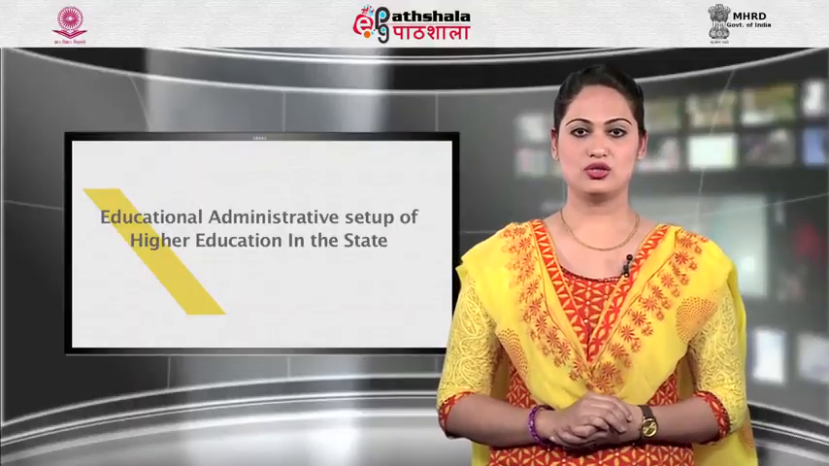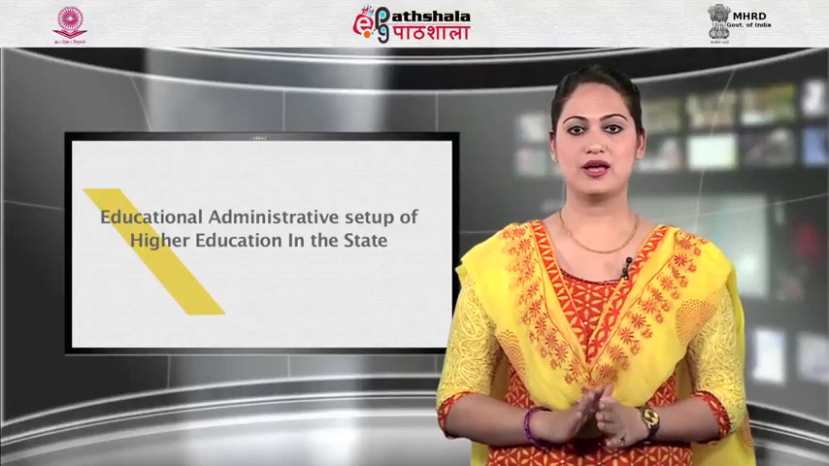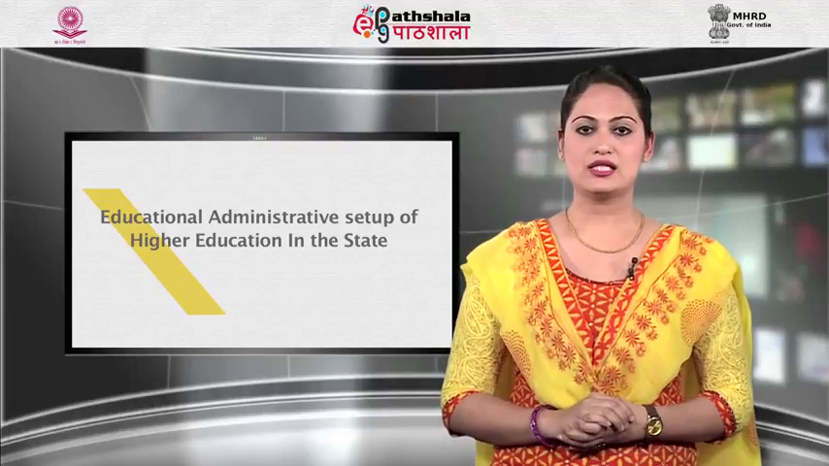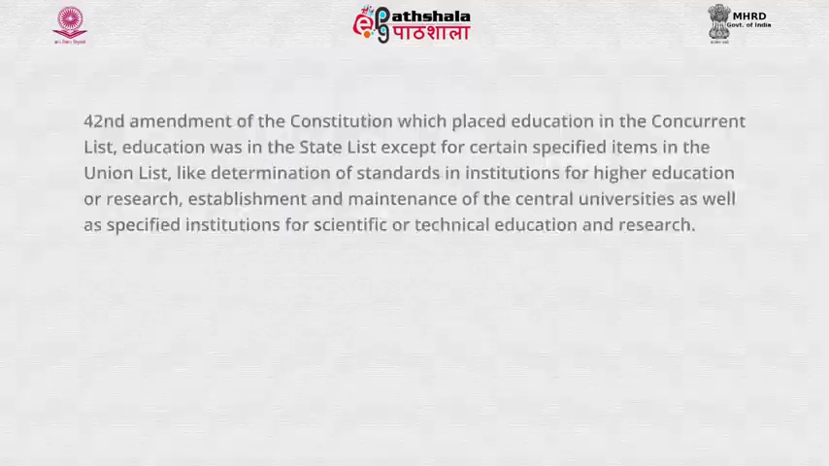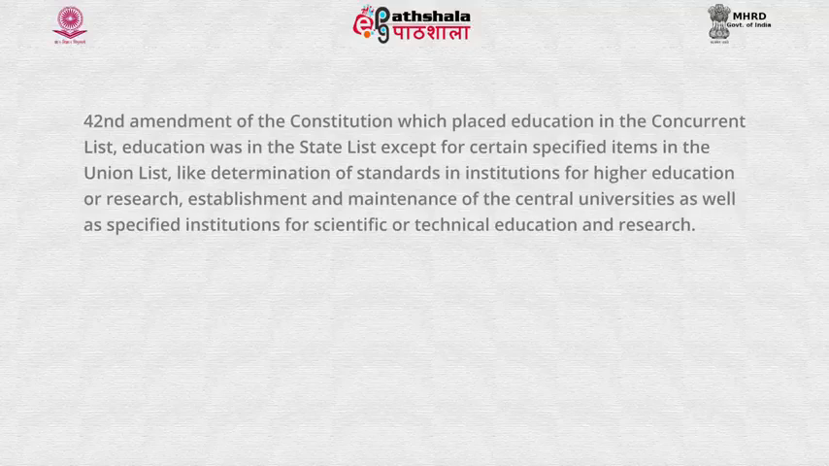Under the 7th Schedule of the Constitution, the legislative matters have been put under the Union list, the state list and the concurrent list. Till the 42nd Amendment of the Constitution, which placed education in the concurrent list, education was in the state list except for certain specified items in the union list, like determination of standards in institutions for higher education or research, and establishment and maintenance of the central universities as well as specified institutions for scientific or technical education and research.